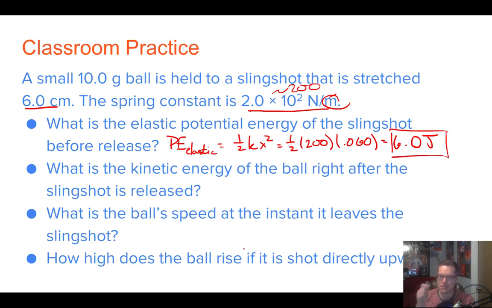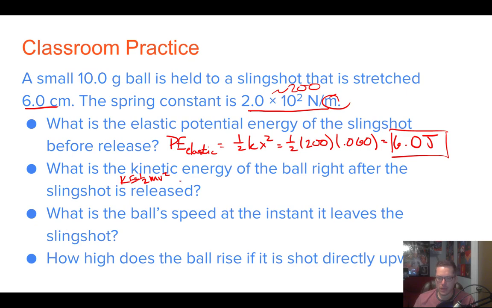So we let go of the slingshot, the ball starts to fly. What is the kinetic energy? Well, we know kinetic energy is equal to 1/2 mv squared. But we don't have a speed here, right? So that's not going to help us very much. But what we do have is how much potential energy it has.